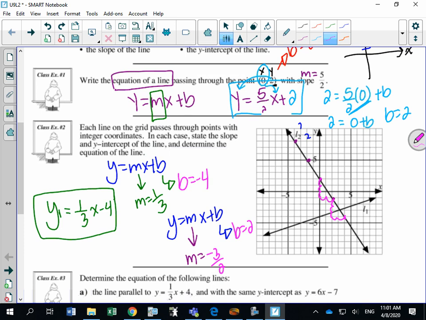Going in the opposite direction, the opposite of down 3 is up 3, and the opposite of the right 2 is the left 2. So that's my slope. Writing that into an equation, y is equal to negative, it should be 3, negative 3 over 2 x plus 2. And that would be the equation of your line.